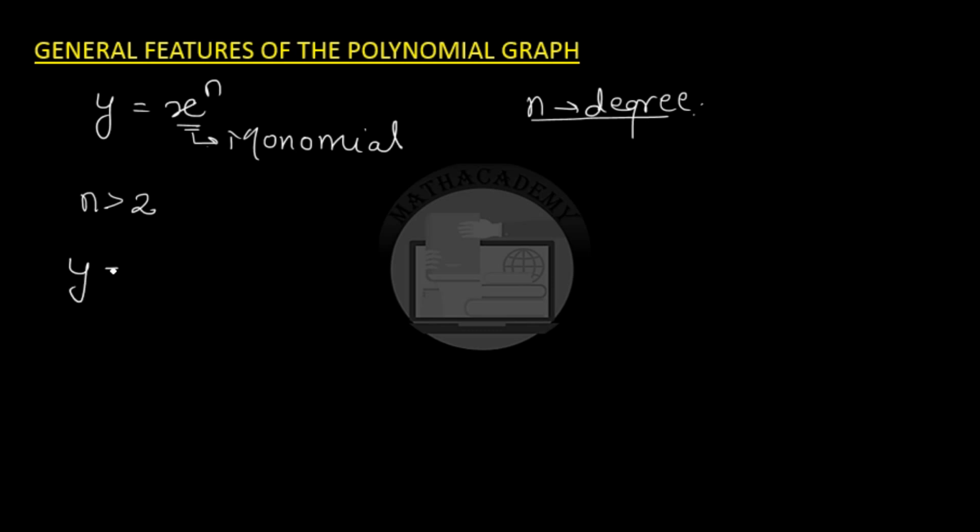We will be considering the simplest of polynomial graphs, x cube and x to the power 5. So we will see first the graphs of x cube and x to the power 5 where n is odd. Okay, so let us try plotting these two curves.